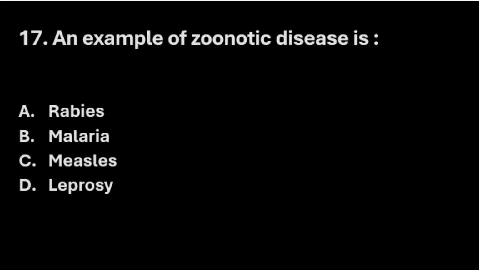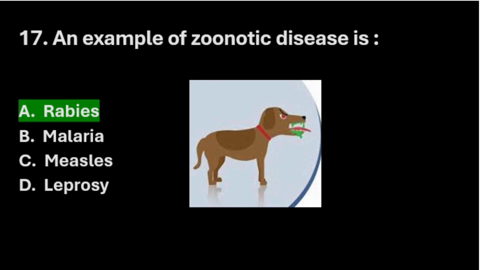Next question. An example of zoonotic disease is option A, rabies, option B, malaria, option C, measles, and option D, leprosy. The right answer is option A, rabies. Rabies is caused by the rabies virus, which is transmitted by the dog. So this is one of the zoonotic diseases.